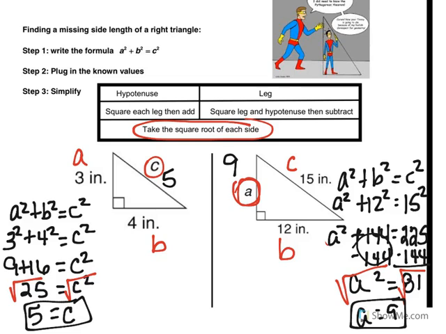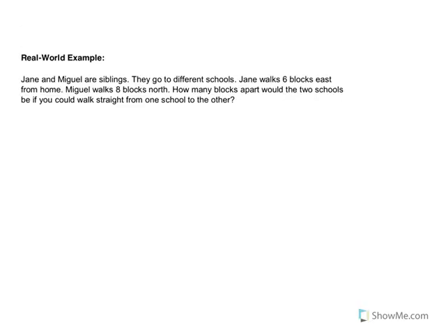Let's move to the last piece of our video. For the last part, we have a real world situation. We have Jane and McGill, who are siblings. They go to different schools. Jane walks 6 blocks east from home. McGill walks 8 blocks north. How many blocks apart would the two schools be if you could walk straight from one school to the other?